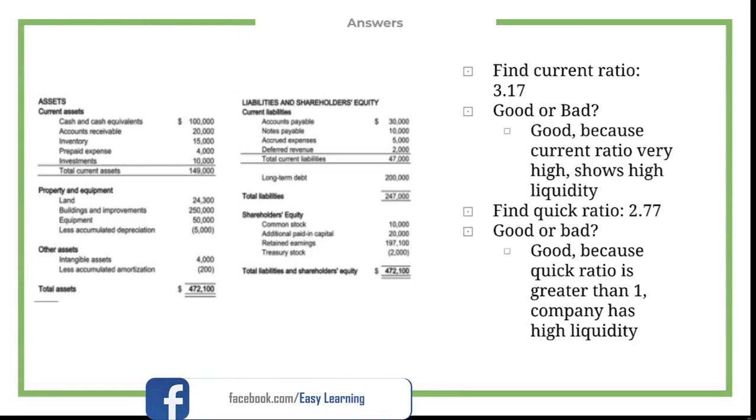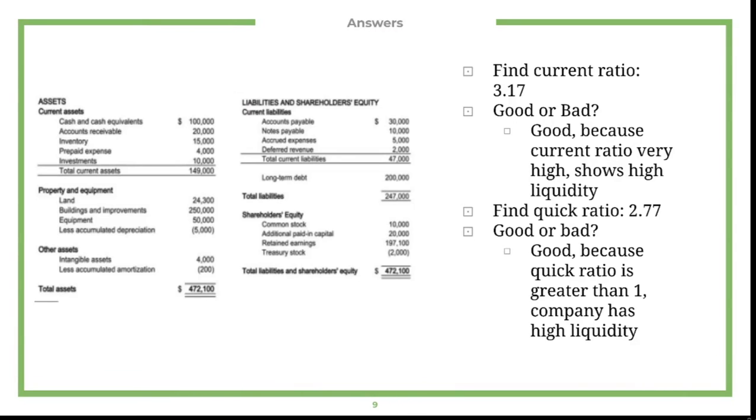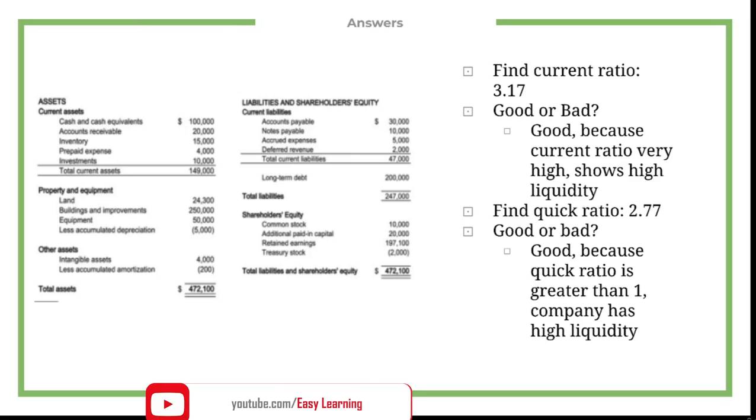So here are the answers. So the current ratio is 3.17, and that's good because the current ratio is very high, and that indicates that the company is very liquid. And the quick ratio is 2.77, and that's good because the quick ratio is above 1, and that means that the company is very liquid.